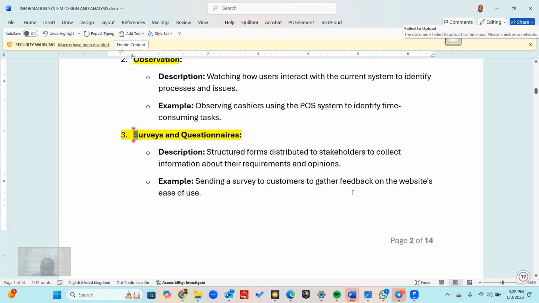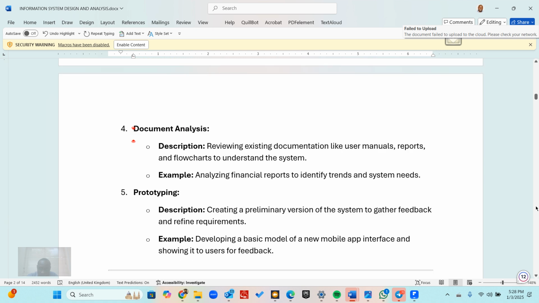Sending a survey to customers to gather feedback, for example, on a website's ease of use. Like the DSTV app, when you finish, there used to be a short questionnaire. Did you enjoy it? How easy is it to use? That's just a very short questionnaire, short survey.